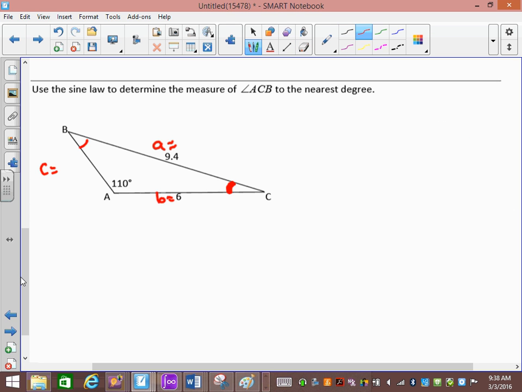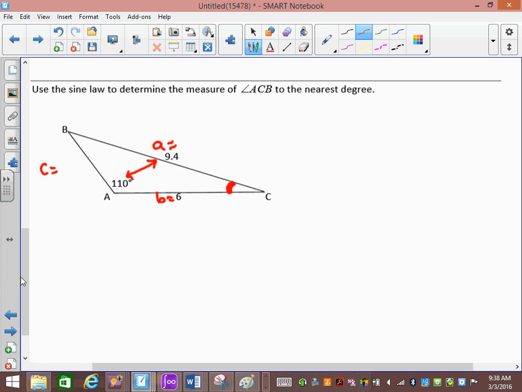Now, let's go back to this one. So I know I have a side angle pair. I know I'm going to be using this one no matter what. I know in the end, they want me to find angle C, right? The only way I can find angle C, though, is if I know side C. Do I know side C right now? No. So what am I going to have to do first?